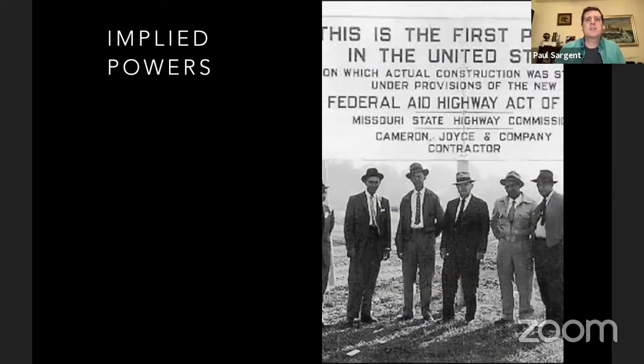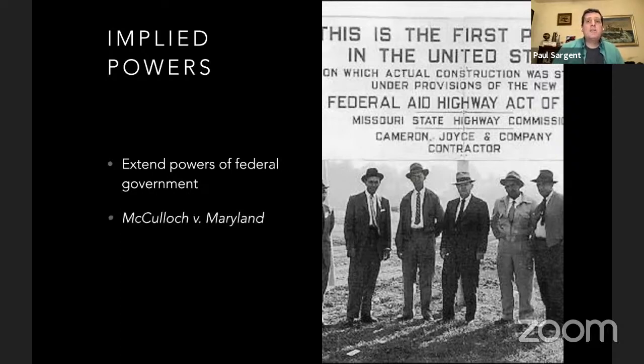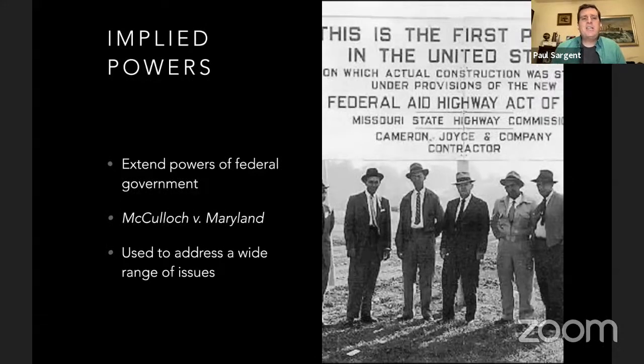And that brings us to these things called implied powers. Implied powers really extend the powers of the federal government. This was upheld by the Supreme Court in the case of McCulloch versus Maryland. This was the case that I mentioned Friday when I was talking about federalism, and the Supreme Court did in fact say that implied powers do exist because of the elastic clause. So really what Congress does is they use these powers to address a wide range of issues. Congress does a lot right now, and it's a lot more than is actually laid out in the Constitution.